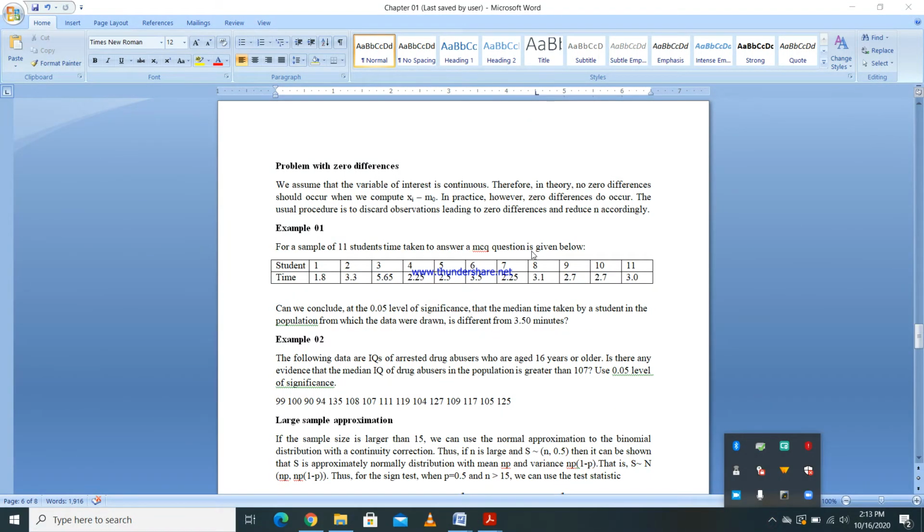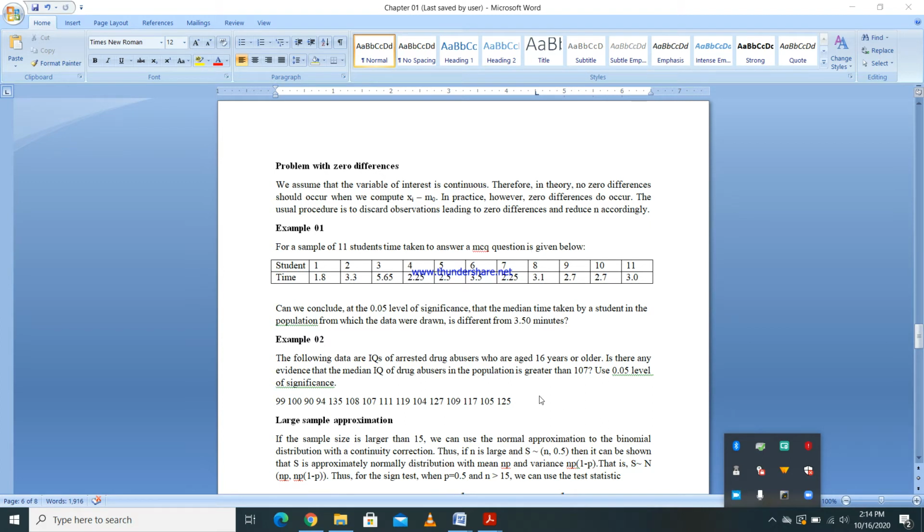Okay, so hello everyone. Today I'm going to discuss some of the non-parametric methods. I hope you have gone through the first introduction session, and there we discussed the one sample sign test. We discussed one example also, and then I asked you to try example number 2 and come.